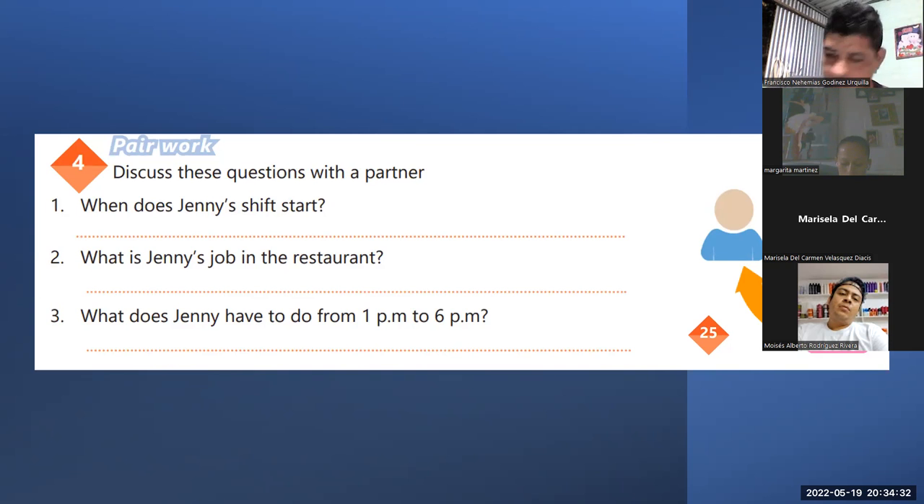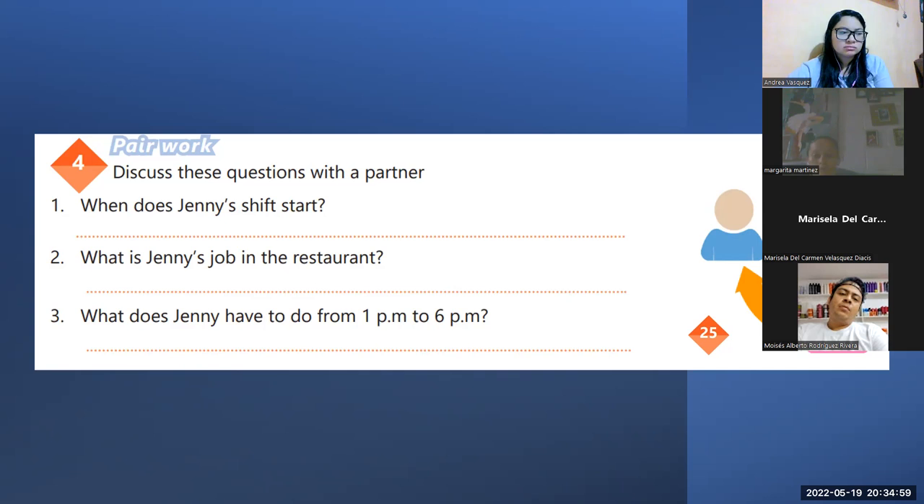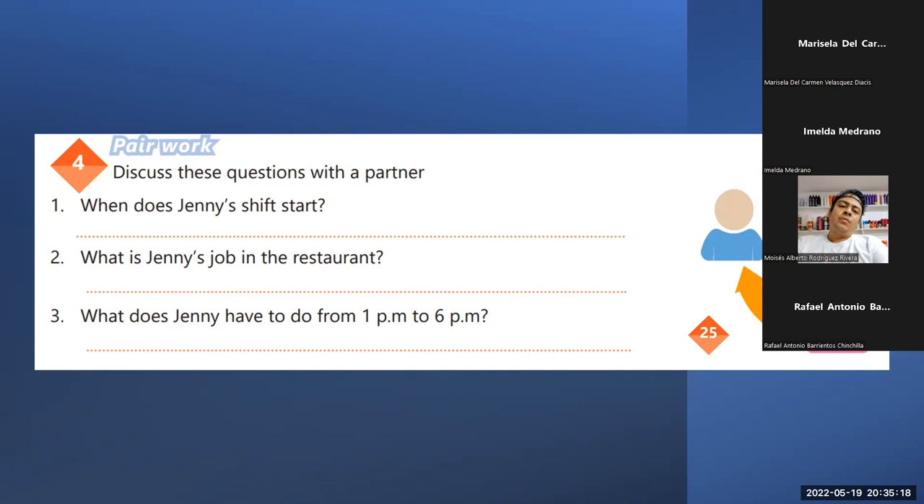Number two, volunteer for number two. Francisco, thank you so much. What is Jenny's job in the afternoon? Hostess. Jennifer's job in the restaurant. Hostess. Okay, thank you. Noemi, number three. Jenny has to serve for the rest of the afternoon. Okay, excellent. Thank you so much for your participation.